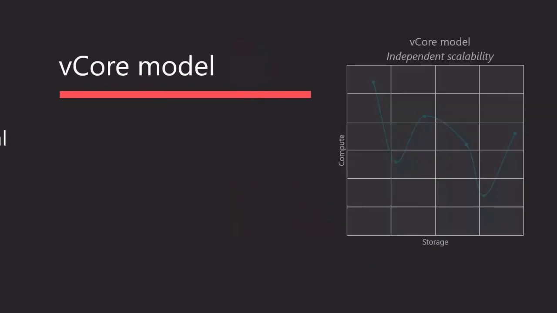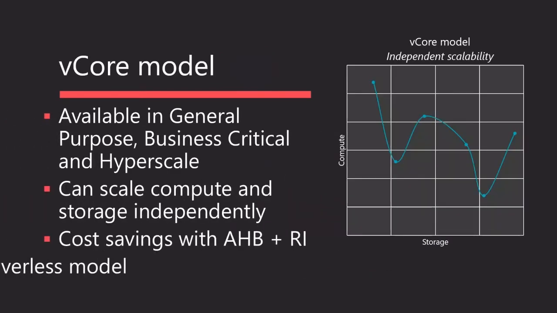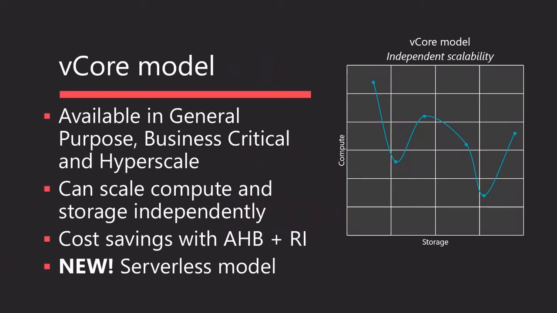Now let's talk about the vCore model. Purchasing vCore offers general purpose, hyperscale, and business critical tiers. Roughly every 100 DTUs in a standard tier will typically require at least one vCore in the general purpose tier. It's approximately 125 DTUs in the premium tier.